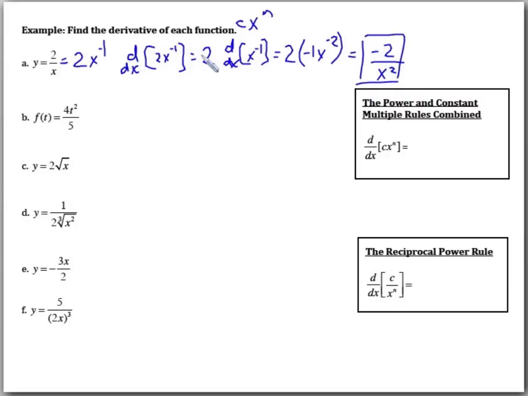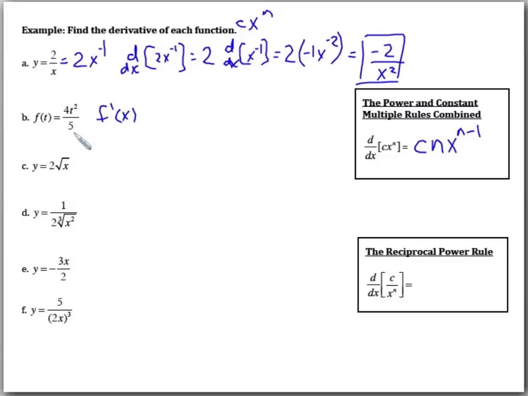So this is kind of the roundabout way of doing this. What we can do is combine the power and the constant rules to form one rule here. So if we have the derivative of c x to the n, what we can really write is the derivative equals c times n x to the n minus 1. And we can end up doing this all at once. Okay, so let's try that here with letter B.